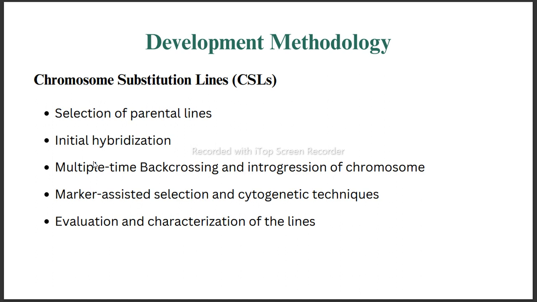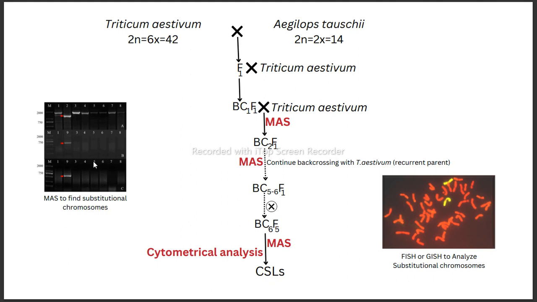So at the end, we will evaluate our lines and characterize them, like which line contains which chromosome from the donor parent, because when we attain lines at the end, each line will have a different chromosome. Like one line will have chromosome 1, and a second line will have chromosome 2 substituted from the donor parent, and a third line will contain chromosome 3 from the donor parent, which will be substituted in the recurrent parent. So here is the systematic diagram.